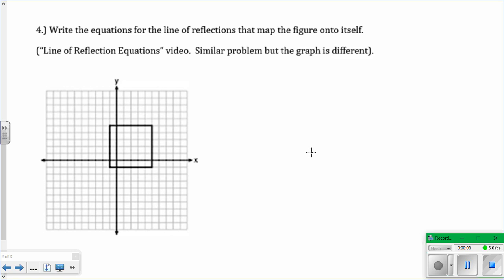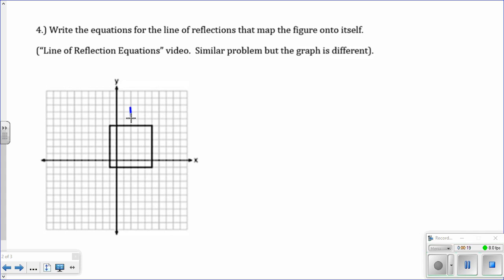When you need to draw in a line of reflection that maps a figure onto itself, it's almost like a line of symmetry where you could fold the figure over that line and it's just going to map onto itself. Now we have a square here. There's 4 lines of symmetry and we have to write the equation for each of those lines.